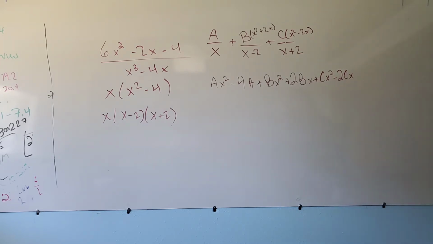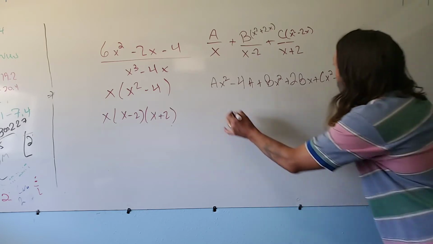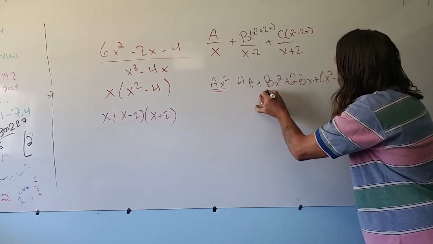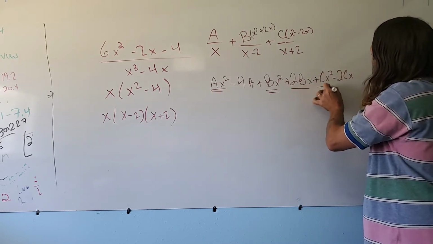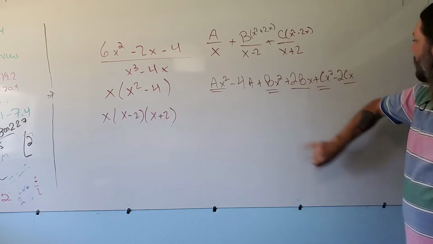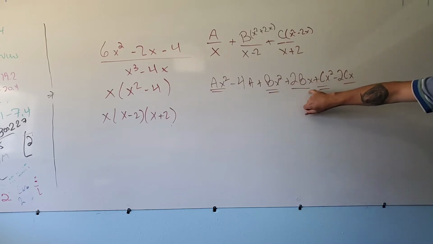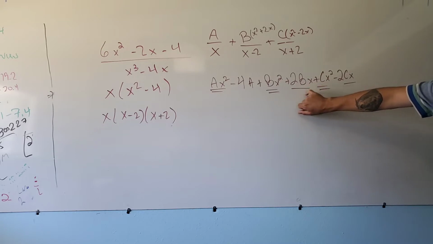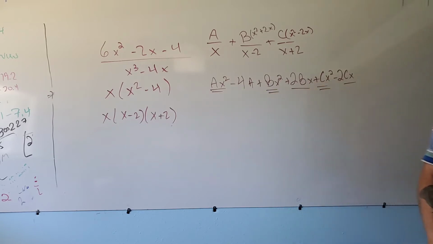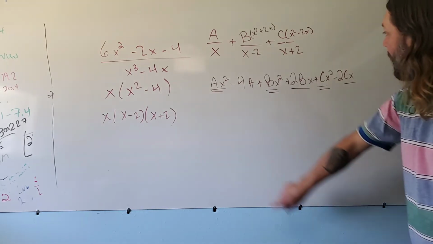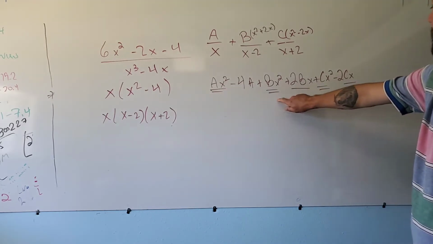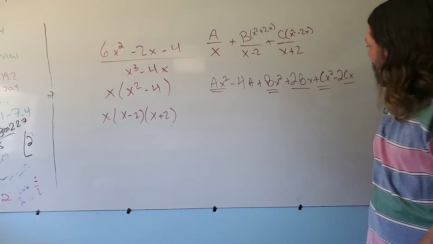Alright, so now what I'm going to do is combine like terms, and I remember this little trick to help me with that. The two lines are for the squares, the single line are for the linear, and the no lines are for the numbers without any x's. So I have an ax squared plus a bx squared plus a cx squared.